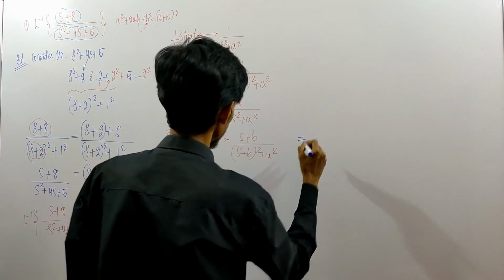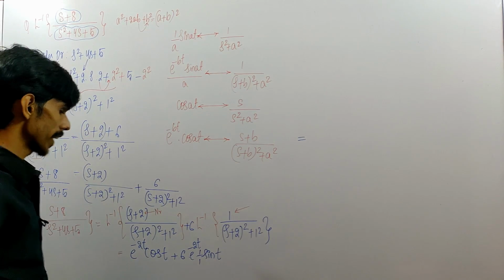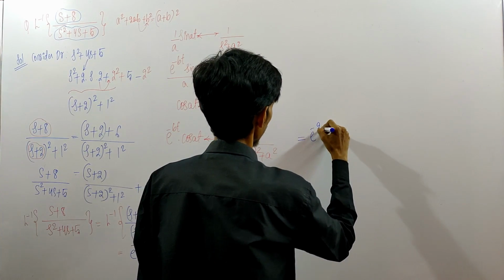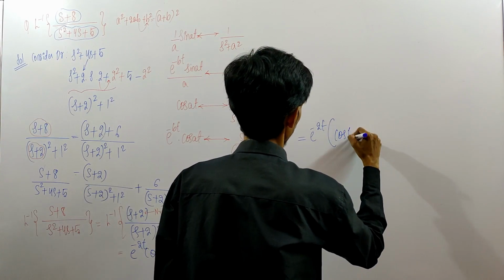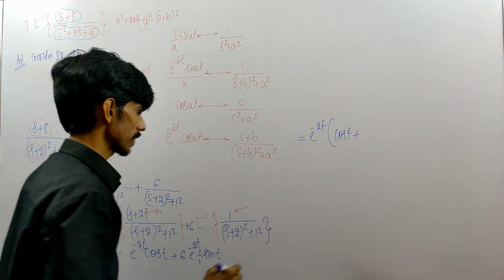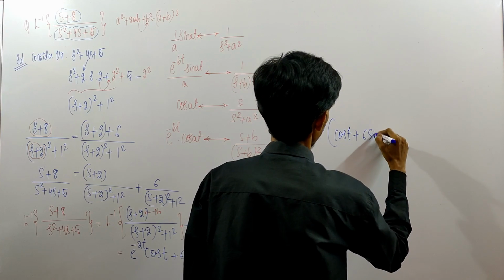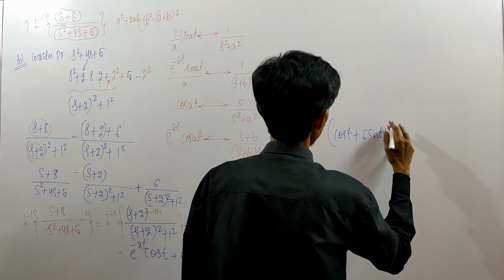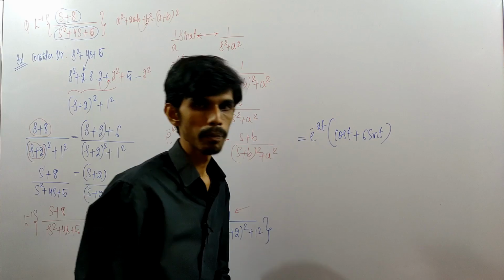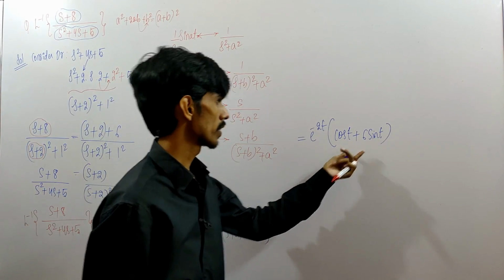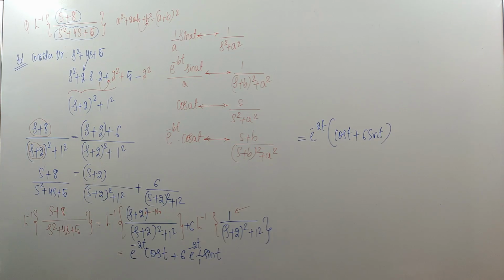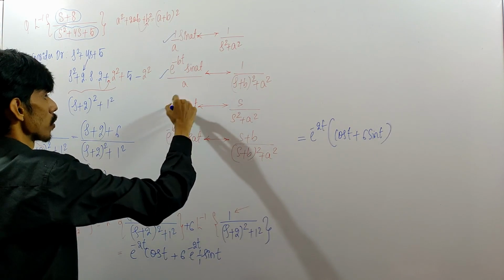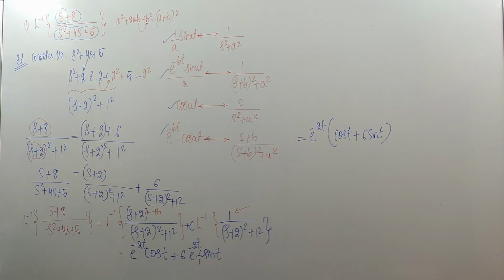Hence the solution is, taking e power of minus 2t common, cos t plus 6 sin t. This is the solution. If we take the Laplace transform of this, then again we will get this question. So this is the inverse Laplace transform. Try to remember these transformations, so it will be easy for us to find the inverse Laplace transform.